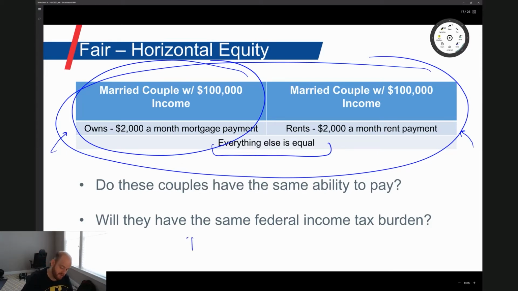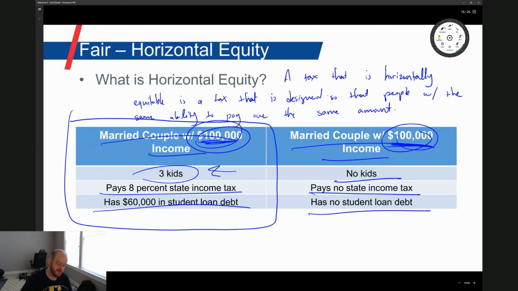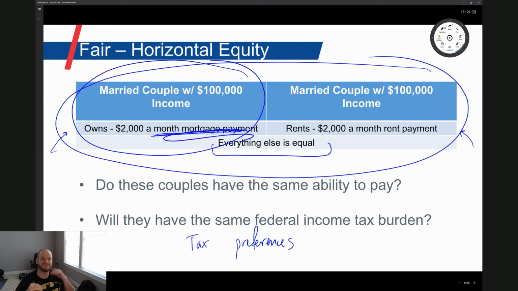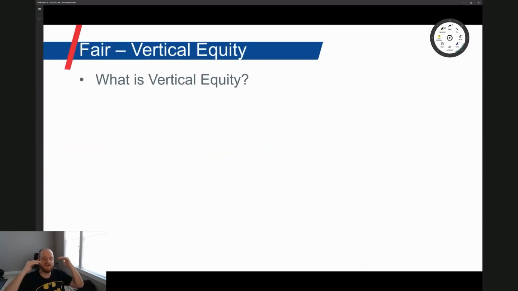So we have tax preferences. That's where tax preferences, such as those associated with a mortgage payment, having kids, paying a state income tax, or having student loan debt, can create this horizontal equity. So that's horizontal equity: people that have the same ability to pay the same amount of tax. And ability to pay is actually quite a nuanced concept, which we can adjust with tax preferences.